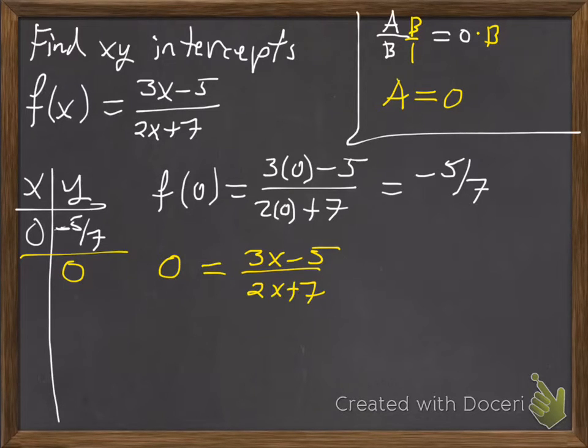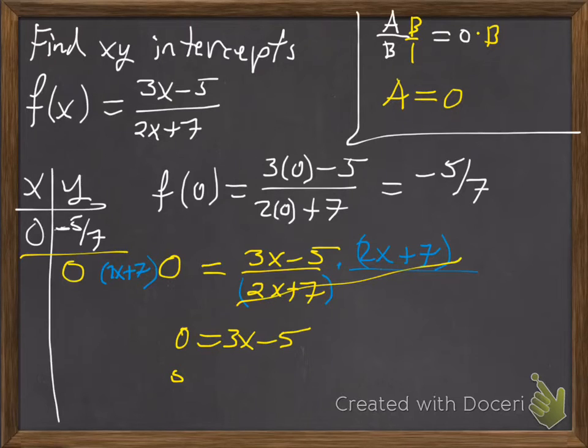Now, if I use my idea over here that a over b equals 0, all I'd have to do is solve 3x minus 5 is equal to 0. But I'll show you that you can actually just go ahead and clear the fractions like we have in the past here. So we'll multiply both sides by the common denominator, which is just the 2x plus 7. And so the 2x plus 7 times 0 is 0. And we'll have these 2x plus 7s cancel.